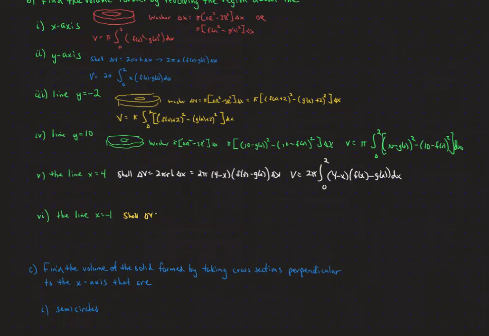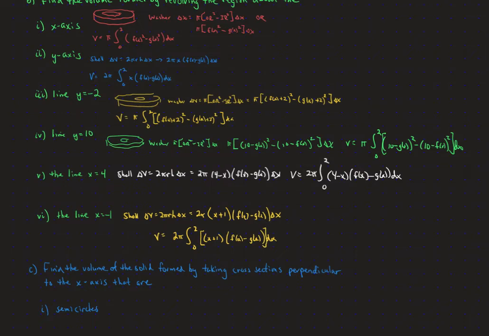Our delta volume is again going to be 2 pi r h delta x. That's going to be 2 pi. Our radius is going to be x minus the -1, and our height is still going to be the top curve f of x minus the bottom curve g of x. So our volume is going to be 2 pi, integrating from 0 to 2 of x plus 1 times f of x minus g of x, and that'll be a dx.